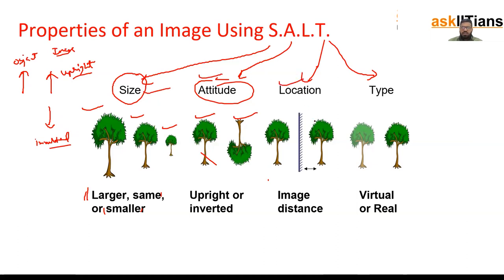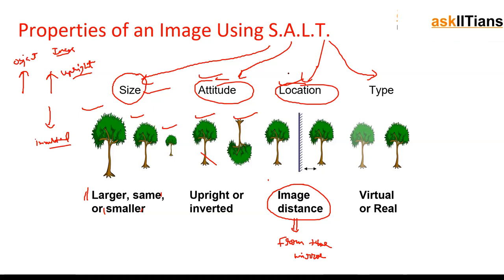Now location. Location means its distance. Distance from where? From the mirror, because the mirror is the one forming the image. So you always measure image distance from the mirror only. Location means image distance. Then the fourth thing is type.